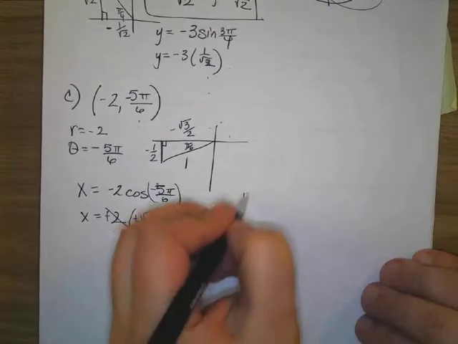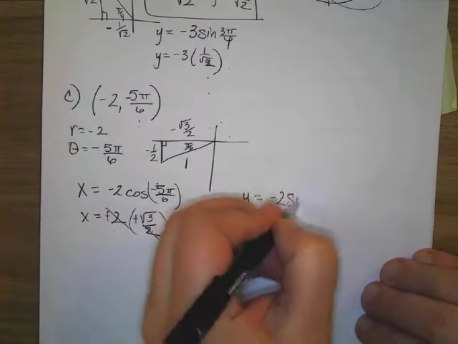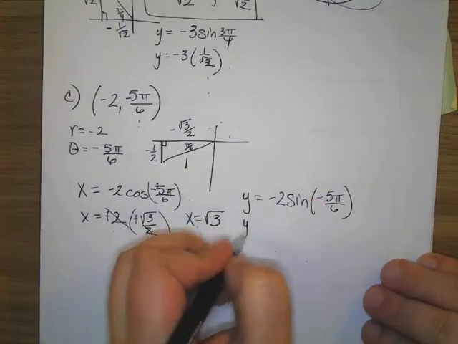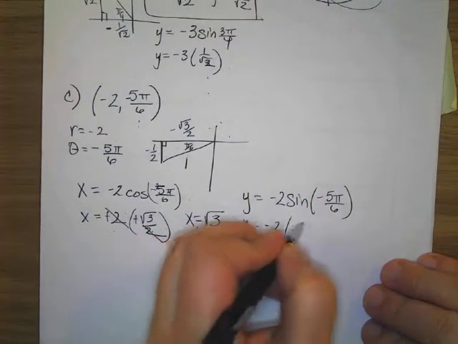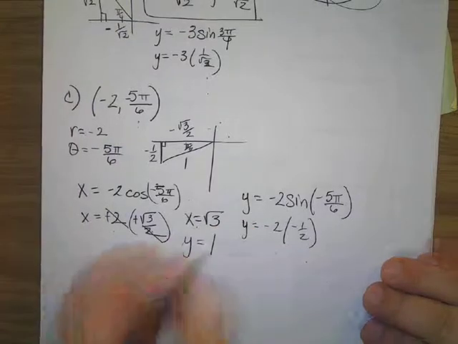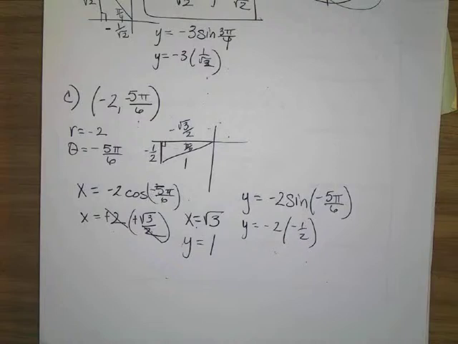And then y. Okay, so what's the sign of that? Negative a half? Oh my gosh, what's negative 2 times negative a half? 1. I find it easier to go from polar to rectangular. Right now we're going to go backwards. Okay? It's got to happen.